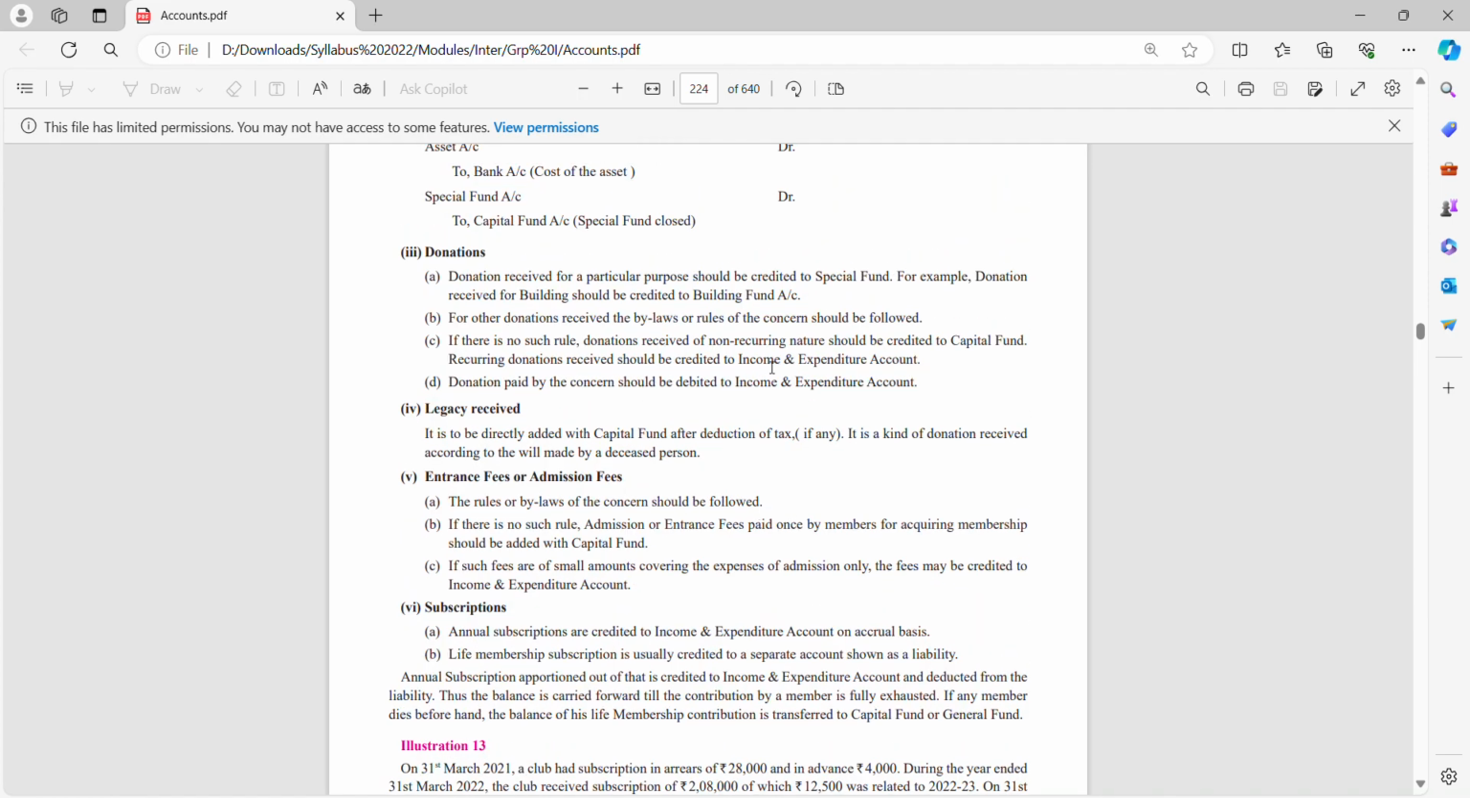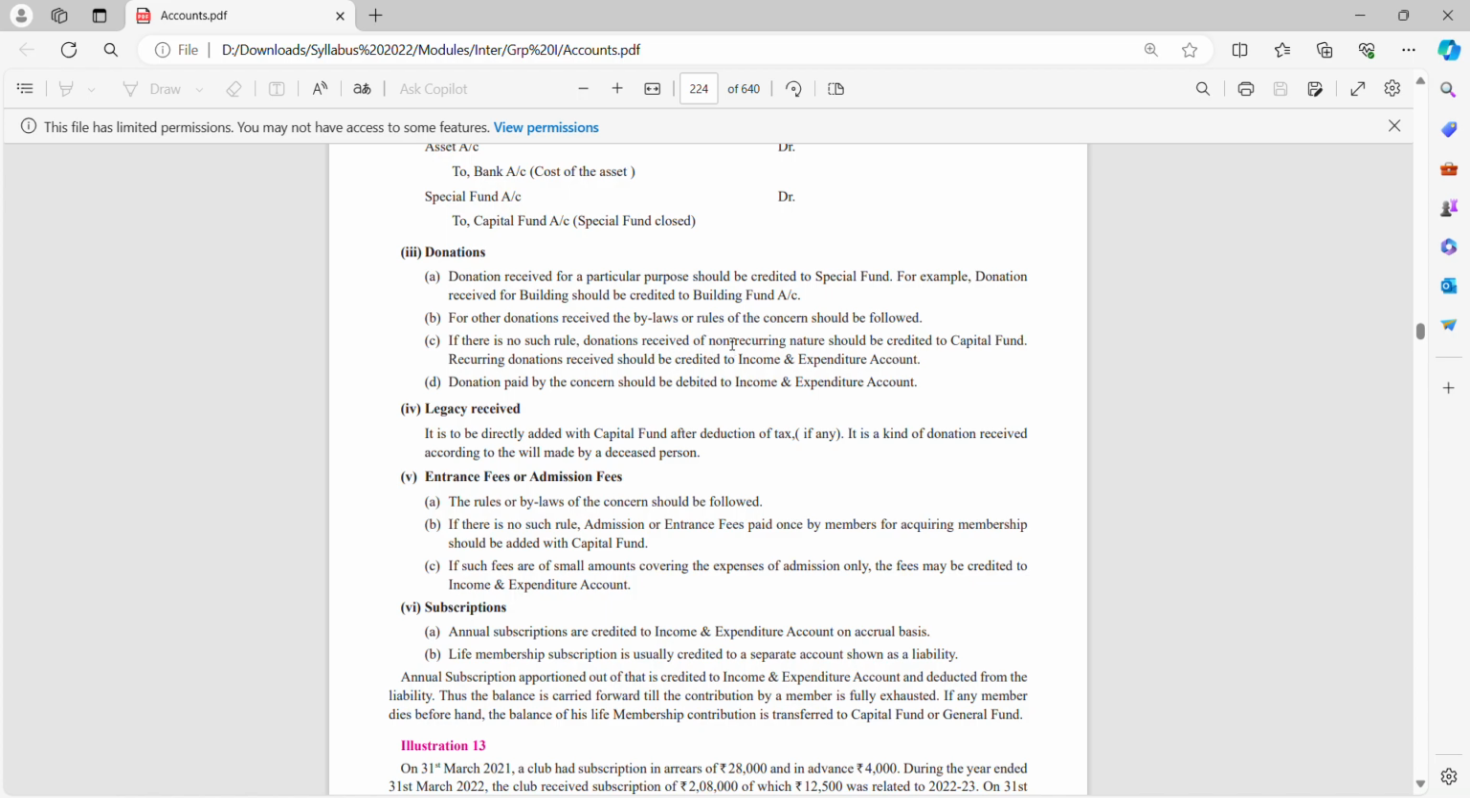Donation received should be credited to special fund account first, if it is for a particular purpose. I'll come to you and tell you, okay, I want to donate for COVID purpose only. That donation is related to something special, so that will be taken to that special fund account, that is, the balance sheet. But if I tell you, okay, I'm donating 10,000, please take it.